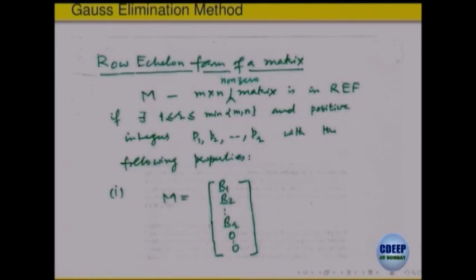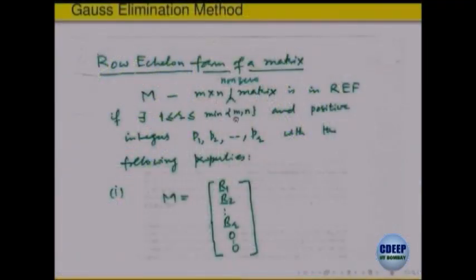So, for any matrix M, which is m cross n, non-zero, of course, if it is a 0 matrix, there is nothing to do with it. So, we assume that there is at least one non-zero entry in the matrix. So, M is an m cross n non-zero matrix. We say this matrix is in row echelon form, REF is short for row echelon form, if there is a number r between 1 and the minimum of m and n. What is m? m is the number of rows, n is the number of columns. So, there is a number r which is between 1 and the minimum of the two, okay.